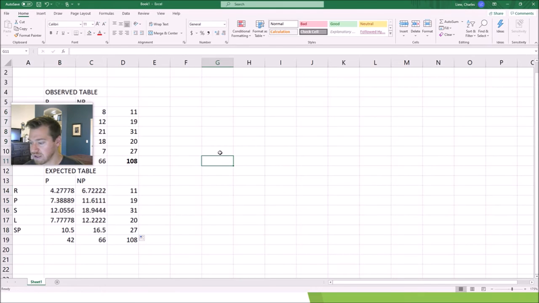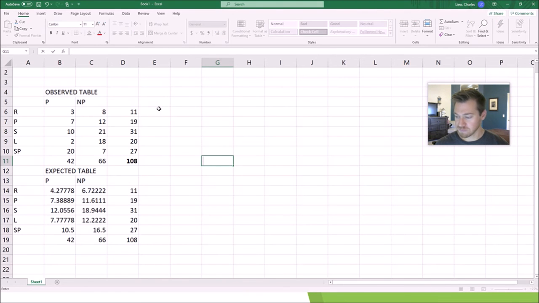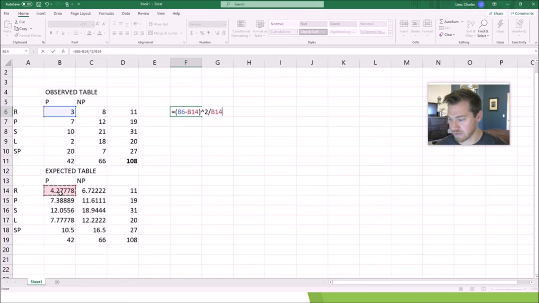So if we were going to do that long way, what does that look like? So what we need to do is get the observed minus expected squared over expected. So it would be like this. Observed minus expected squared over expected, right? And so that one contributes that. And you've got to do that then for all of these.